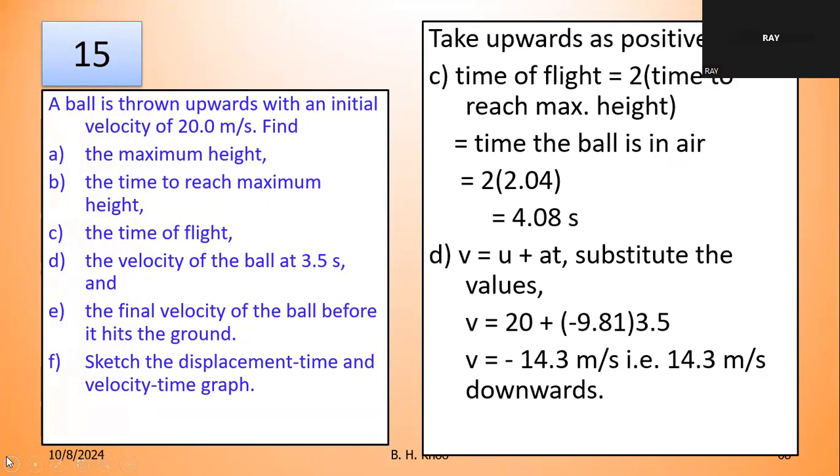Initial speed equals final speed. Not initial velocity equals final velocity. If it's velocity, initial is 20 going upwards, final is 20 going downwards. That's the difference. Speed is the same.